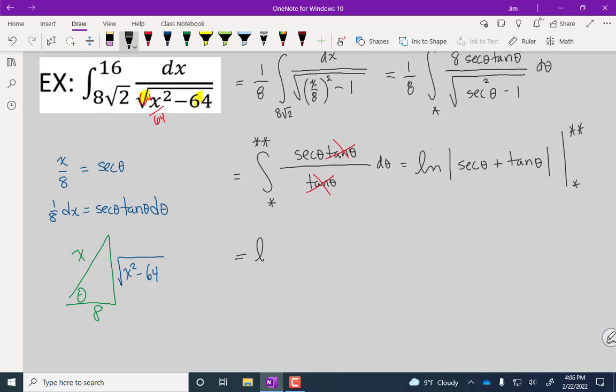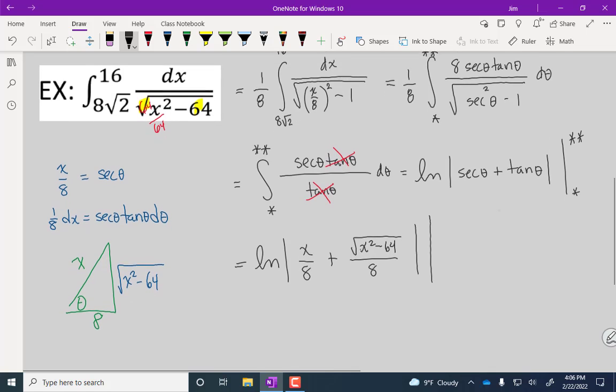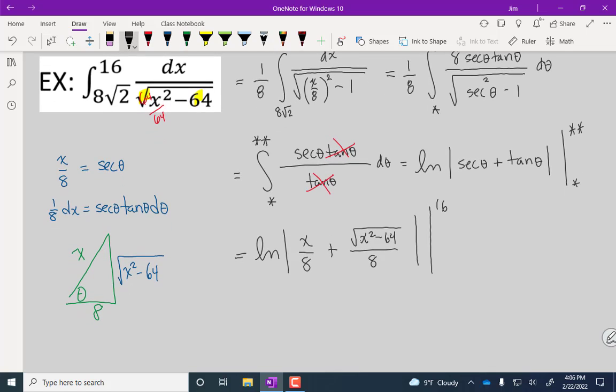This allows us to come in here and do some funny business. Secant of theta, that's x divided by 8. Tangent of theta is the square root of x squared minus 64, divided by 8. Now we can go back to our original limits, our x limits, 8 root 2 and 16.